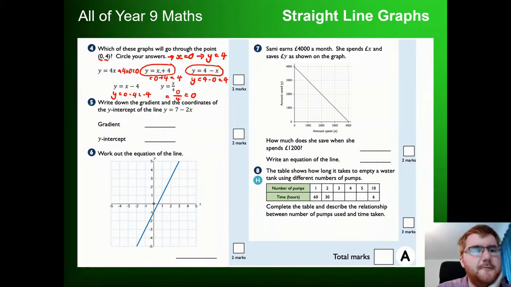Y equals x plus 4 and y equals 4 minus x. Now on to question 5. They're being a little bit tricky here. They want to write down the gradient and the coordinates of the y-intercept on this particular line.